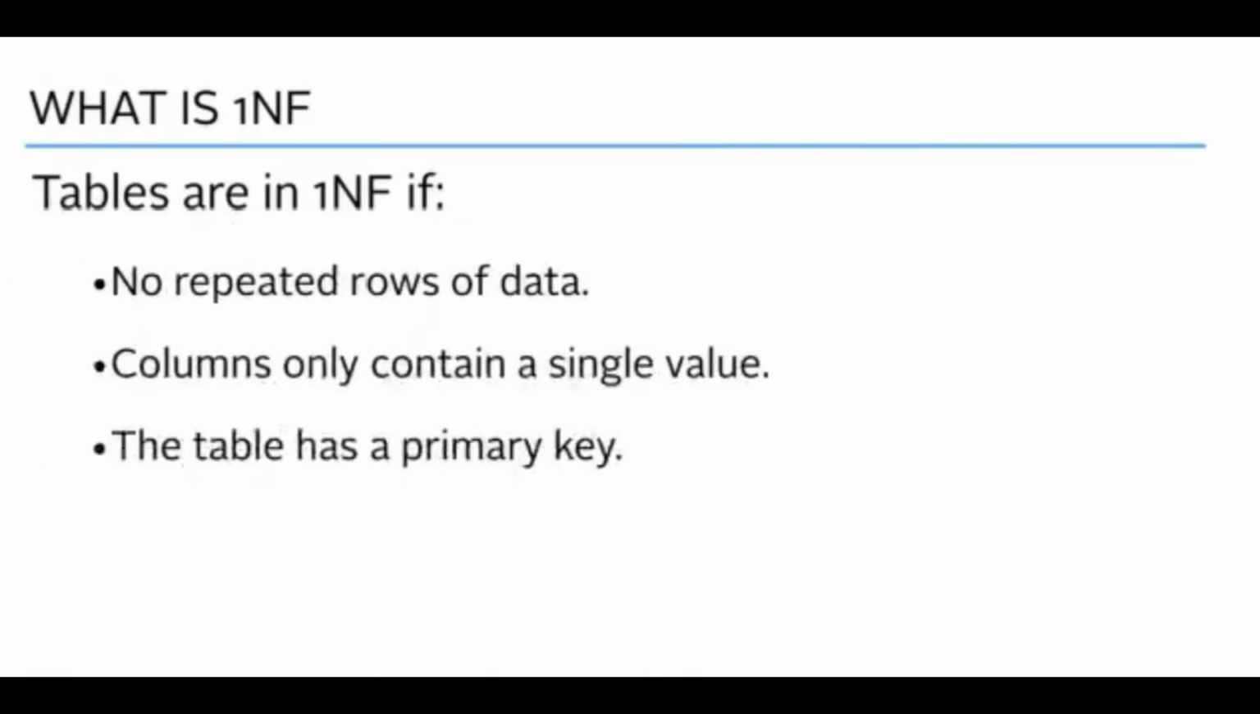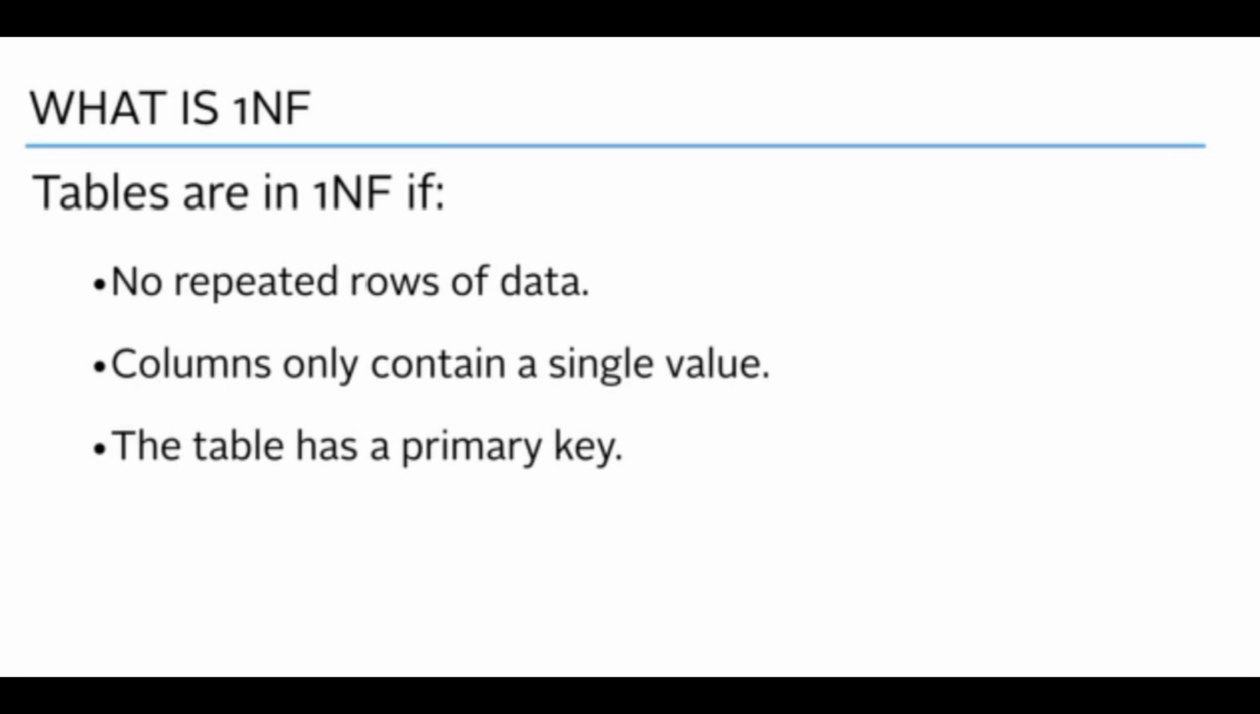Get our tables to adhere to the rules in first normal form. So what is first normal form? Tables are in first normal form if there's no repeated rows of data in that table, if the columns only contain a single value, and if the table has a primary key.